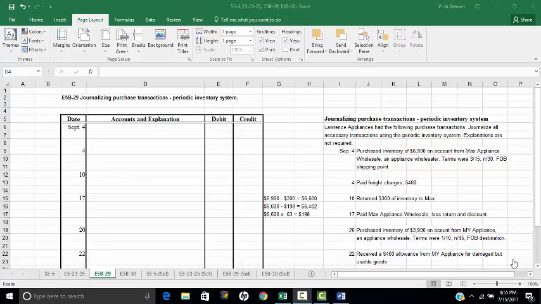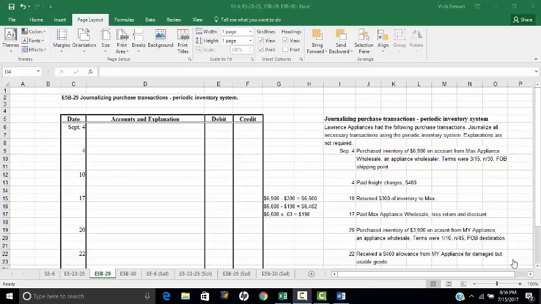This is a demonstration of exercise E5B-29, journalizing purchase transactions with the periodic inventory system. The problem states that Lawrence Appliances had the following purchase transactions and asks that we journalize all necessary transactions using the periodic inventory system, and explanations are not required.